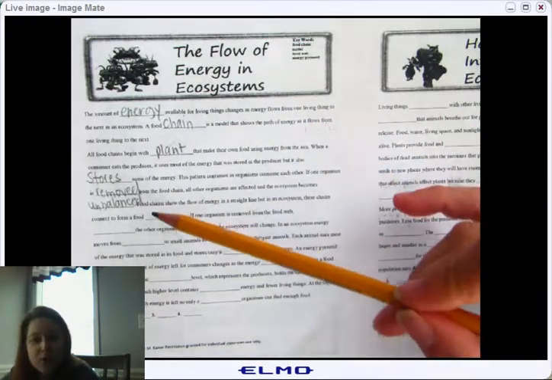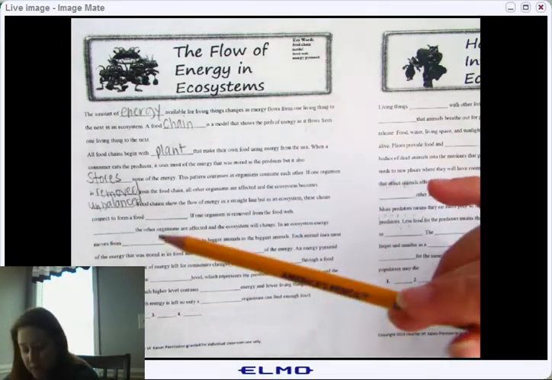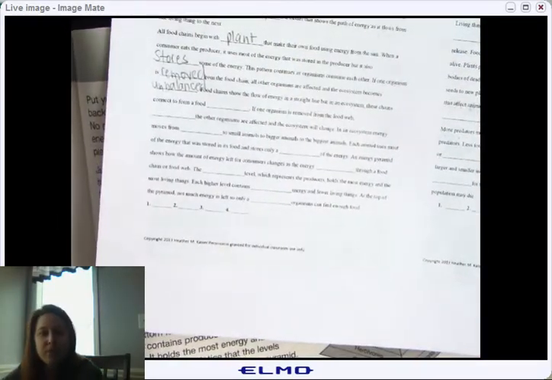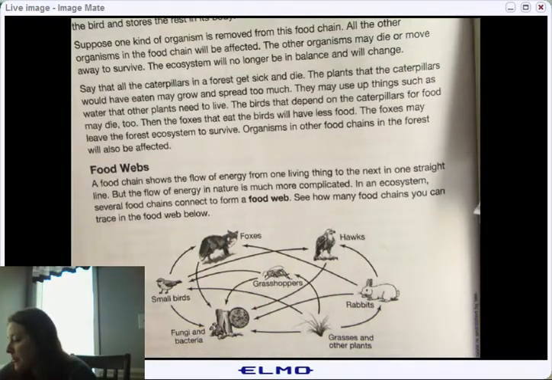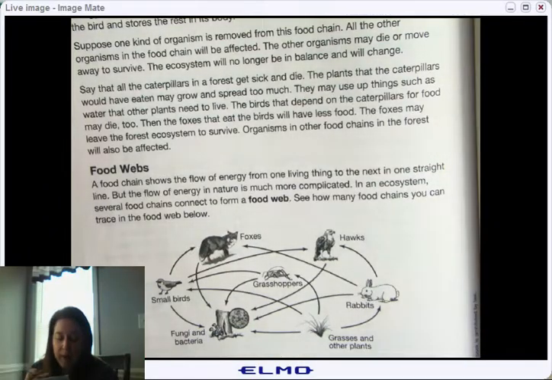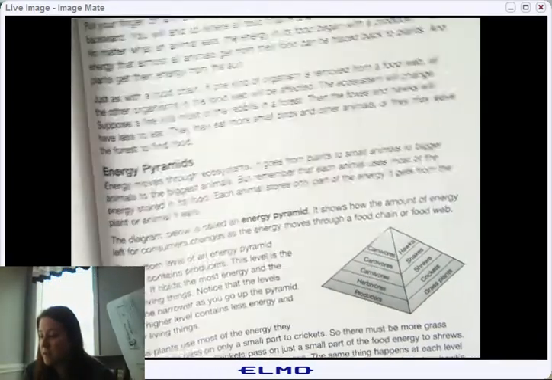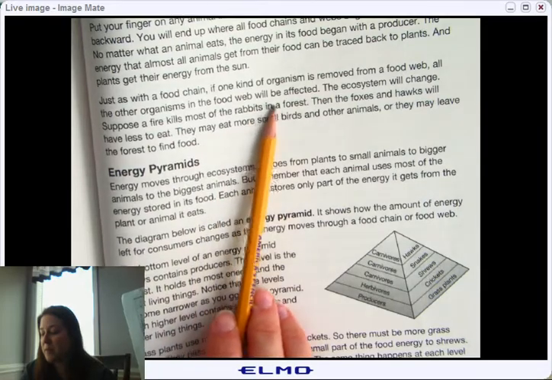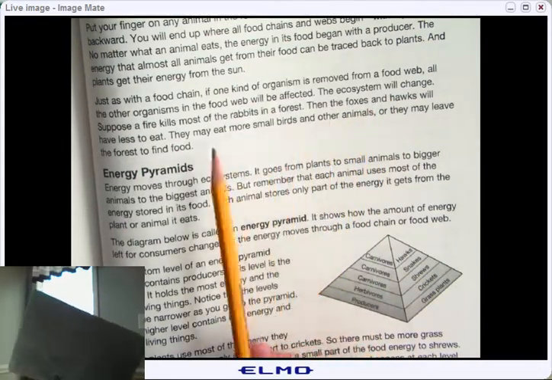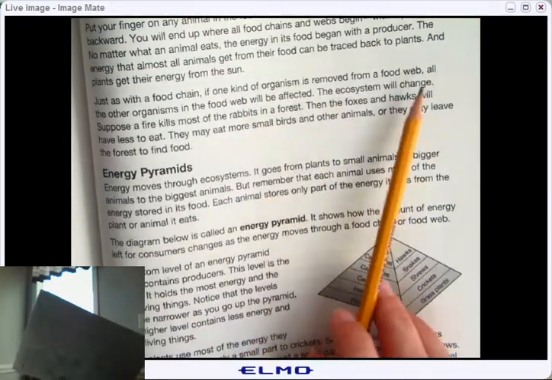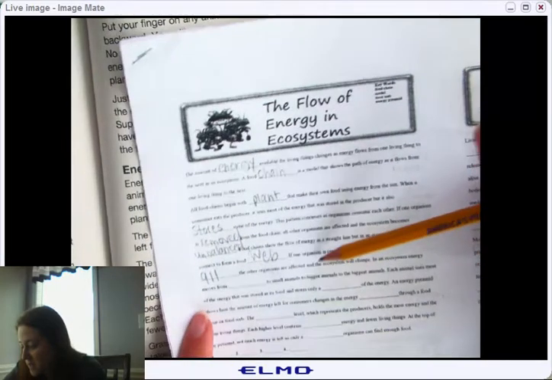So looking up here, food chains show the flow of energy in a straight line in an ecosystem. These chains connect to form a food web. If one organism is removed from the food web, the other organisms are affected by the ecosystem change. So if I remove one from the food web, all other organisms in the food web will be affected. The ecosystem will change. So right here, what are we going to write? All the other organisms will be affected and the ecosystem will change.